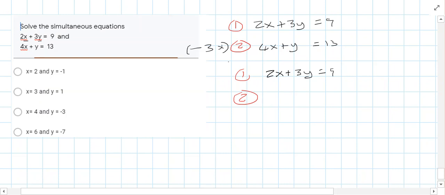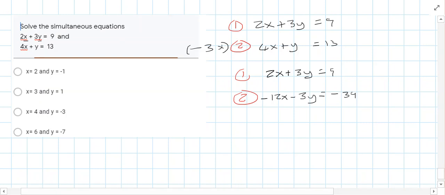So minus 3 multiplied by 4x gives us minus 12x. Minus 3 multiplied by plus 1y gives us minus 3y. And then minus 3 multiplied by 13 gives us minus 13, and 13 is 26, and 13 is 39, so it's minus 39.